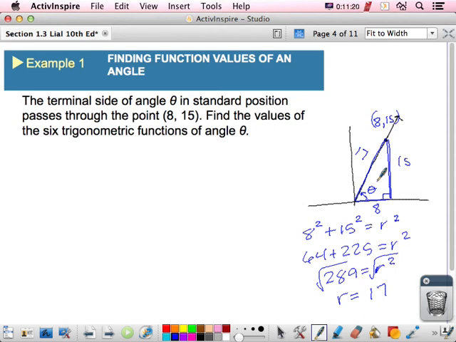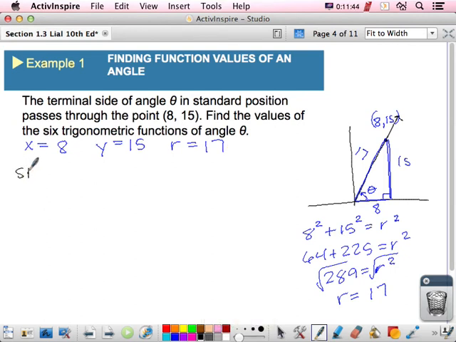So tell me again, what's the x value for this triangle? 8. What's the y value? 15. What's the r value? 17. Those are the only 3 things that you have to figure out. Once you know that, you can start finding the trig ratios. So we're just going to write the definitions up here, and then we're going to answer the questions.